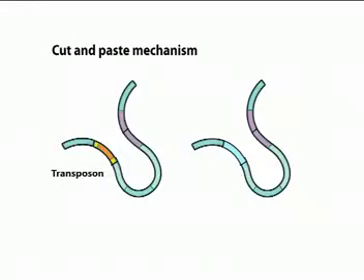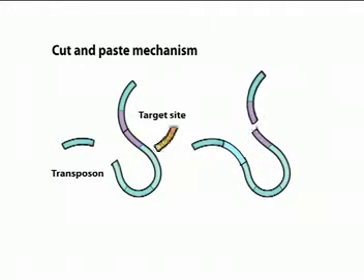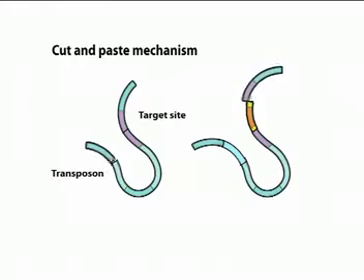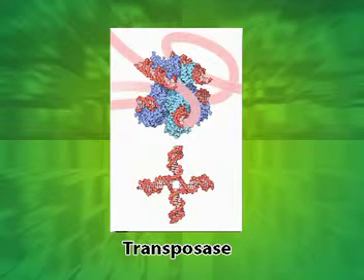Now the class II. The class II transposons transpose by a direct cut and paste mechanism without any RNA intermediate. The transposase recognizes the terminal inverted repeat sequences, that is TIRs, on either end of the transposable element and cuts it out and inserts it at a new site.